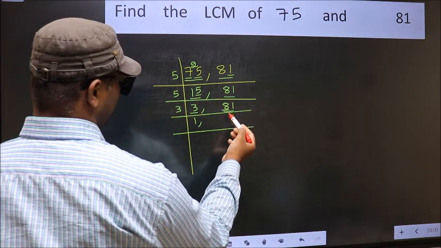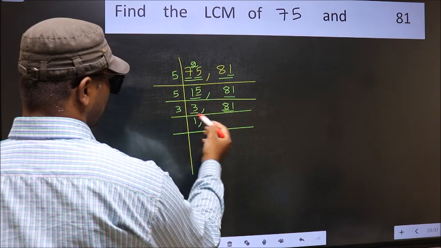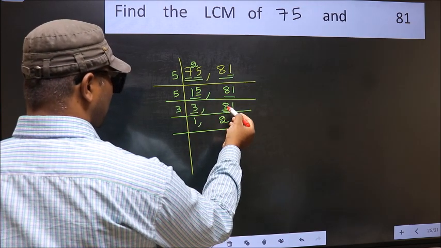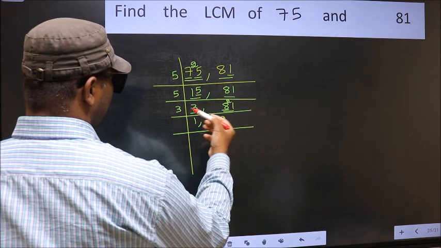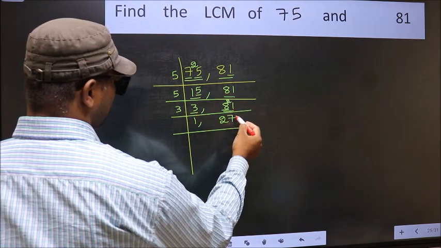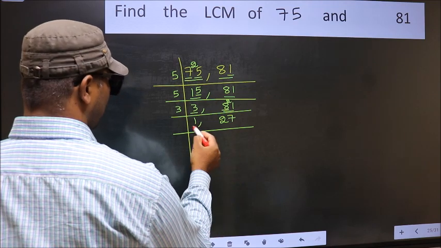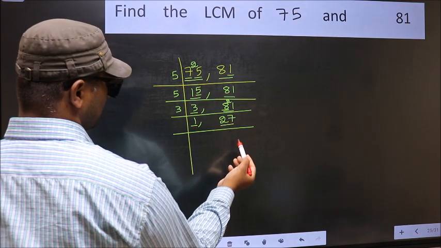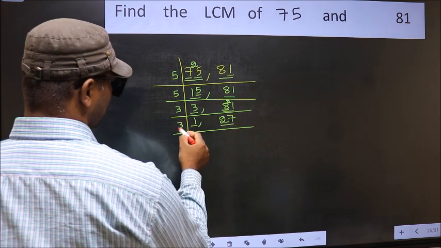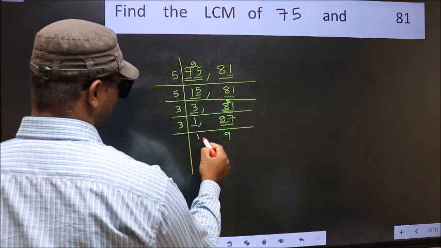First number 8, a number close to 8 in the 3 table is 3 2s are 6. 8 minus 6 is 2, 2 carried forward gives 21. When do we get 21 in the 3 table? 3 7s are 21. Now we got 1 here, so focus on the next number 27. 27 is 3 9s are 27.